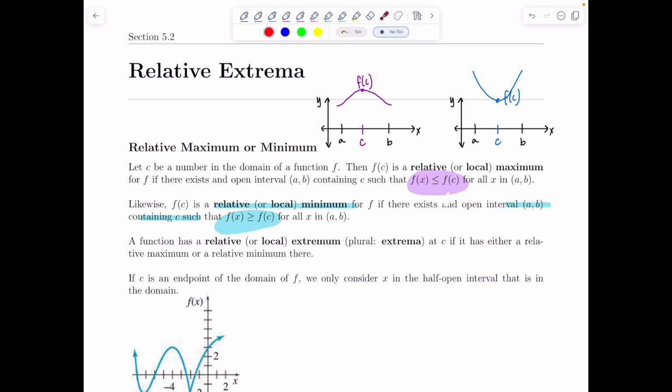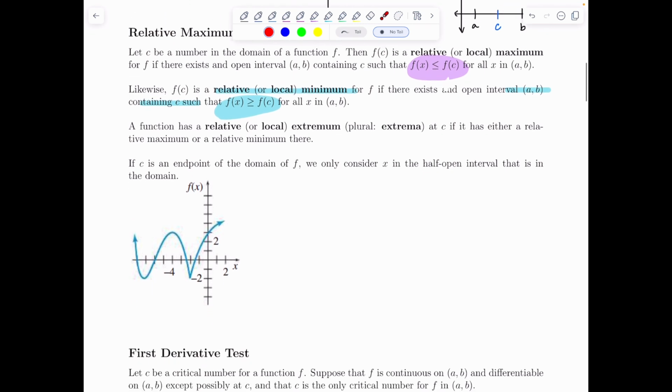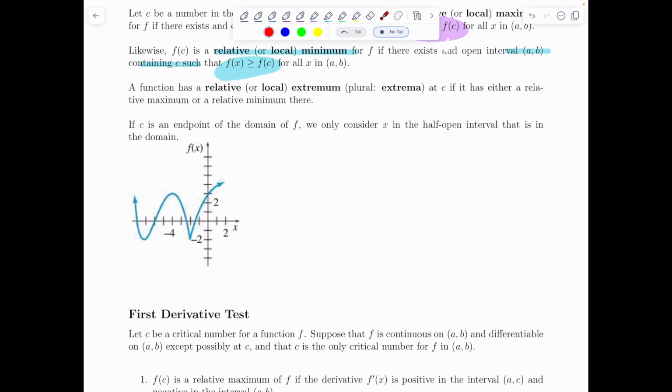Okay. And then we say a function has a relative or local extremum, the plural for which is extrema, at c if it has either a relative maximum or a relative minimum there. So maximum, minimum, extremum, those are singular. Maxima, minima, extrema, those are the plural. One other thing to make note of is that if c is an endpoint of the domain of f, then we only consider x's in the half open interval that's in the domain.